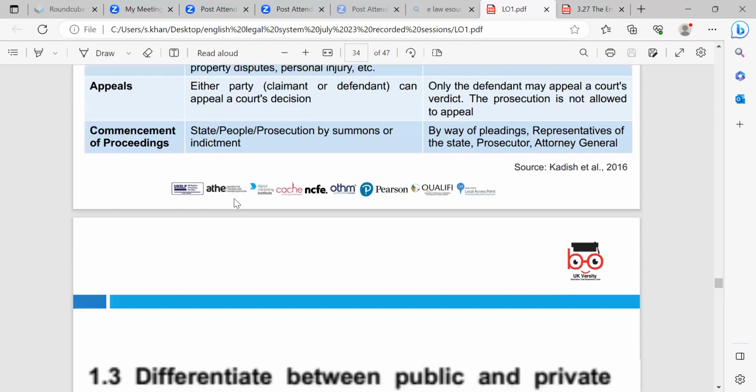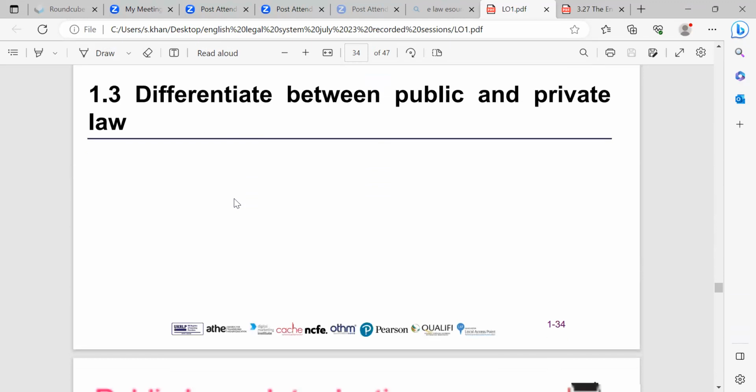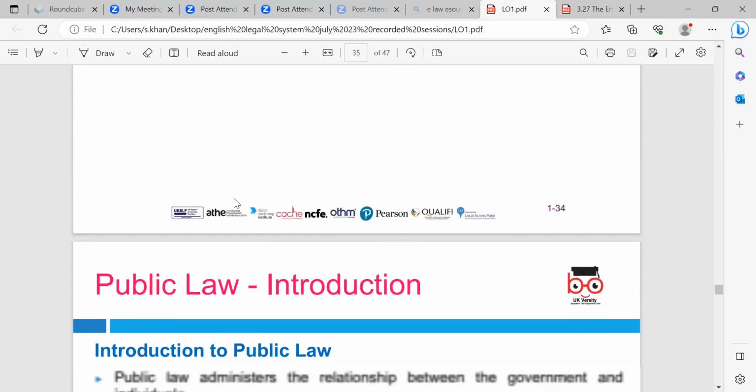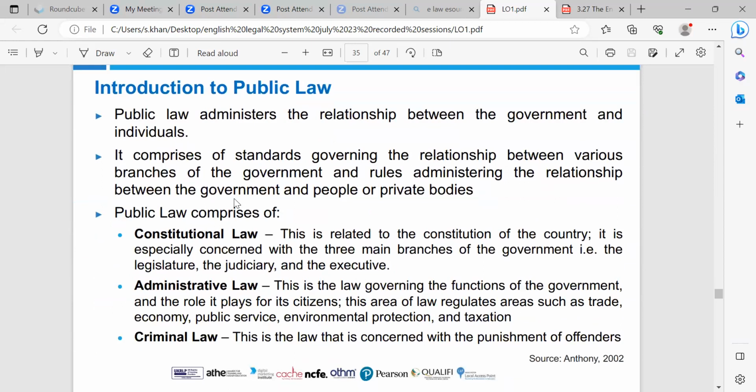Now we're going to go on to differentiating between public and private law, which is 1.3. So, an introduction to public law. Public law administers the relationship between the government and individuals. It comprises standards governing the relationship between various branches of the government and rules administering the relationship between the government and the people or private bodies.